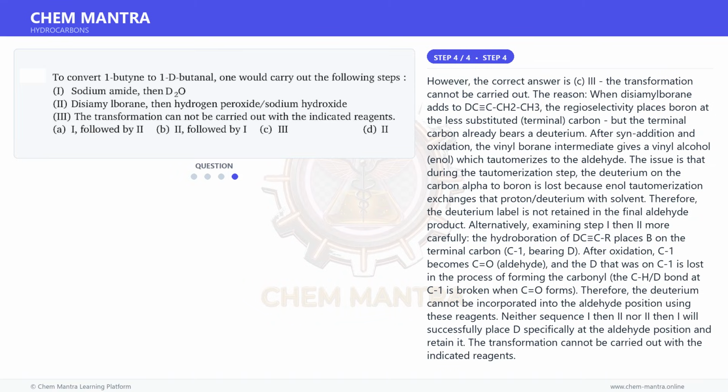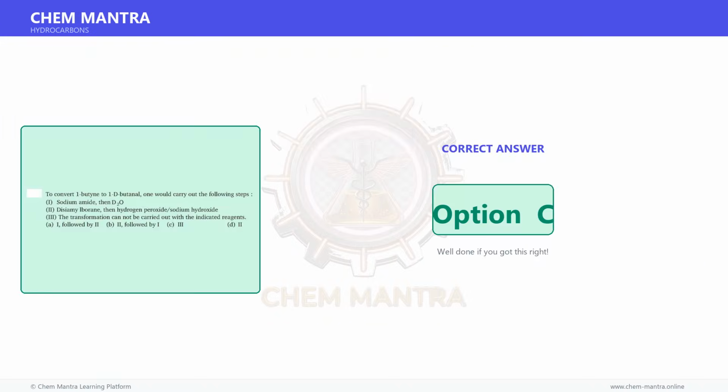Option B, 2 then 1: hydroboration-oxidation of 1-butyne first gives butanal with no D, then NaNH2 and D2O cannot place D on the aldehyde carbon. Option D, 2 alone, gives butanal with no deuterium. Therefore, the correct answer is C. Therefore, the correct answer is option C.